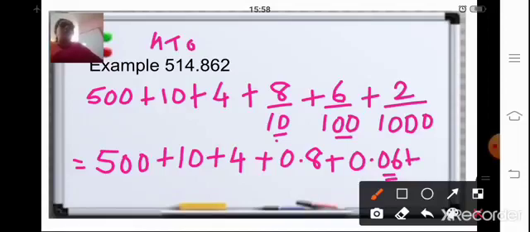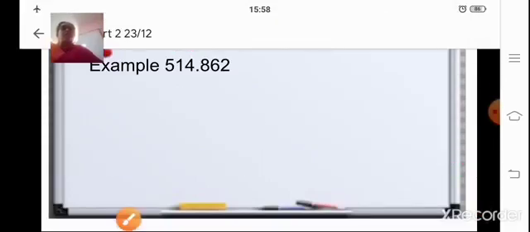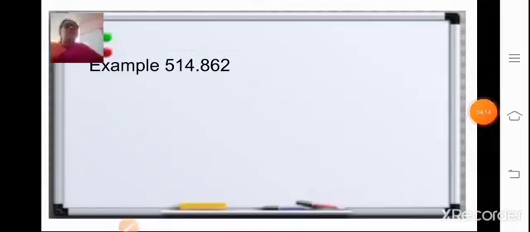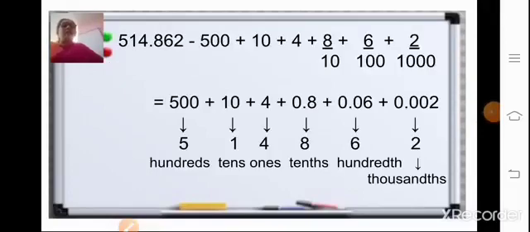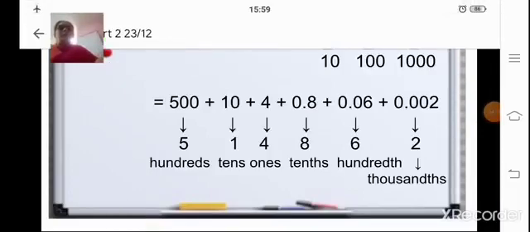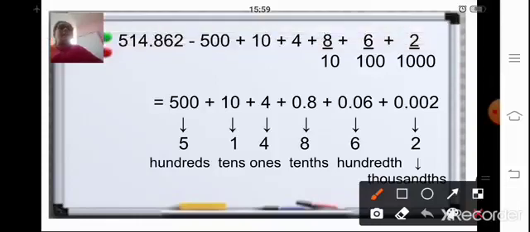Now 2 upon 1000, 1000 has got 3 zeros, so you will write the number as 0.002. Okay, so this is how we write the expanded form of a decimal number. Just check the answer from this slide. Yes, now see here, 500 plus 10 plus 4, 8 upon 10, 6 upon 100 plus 2 upon 1000.